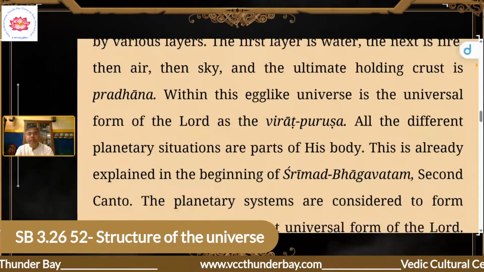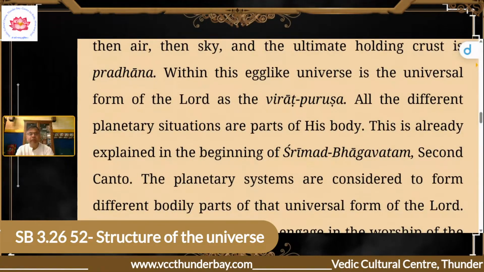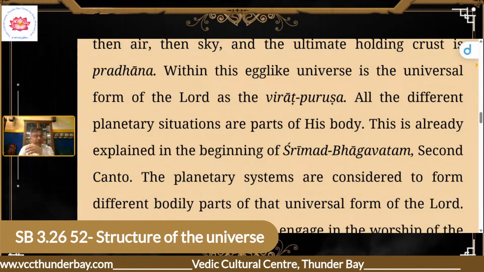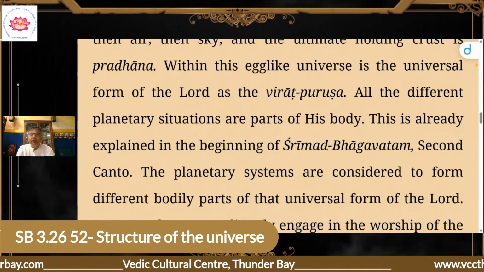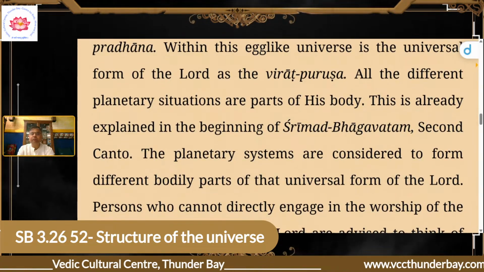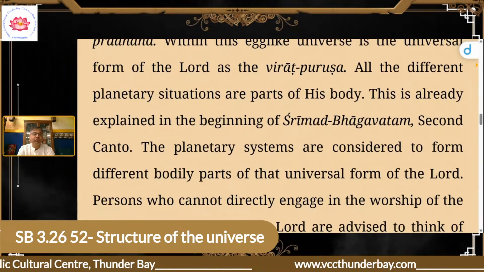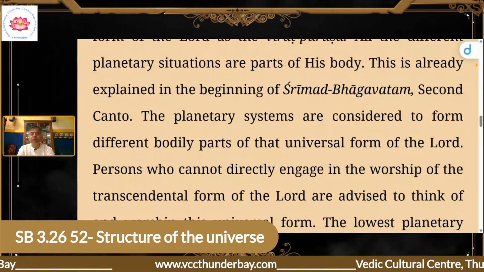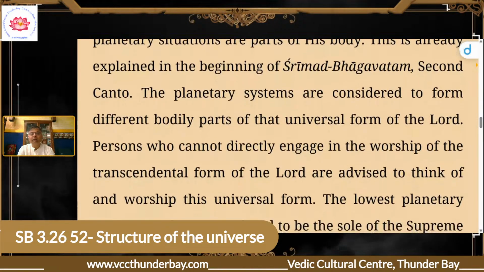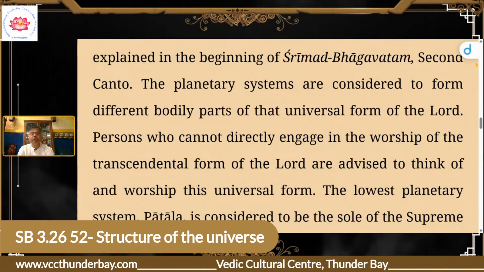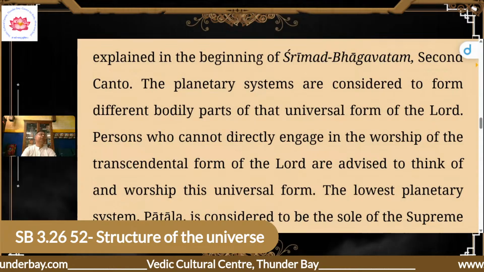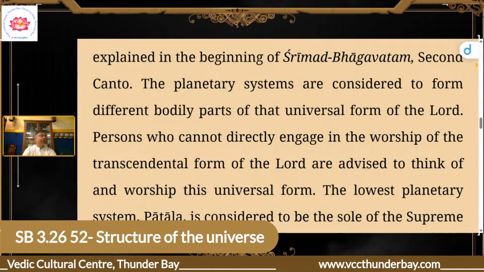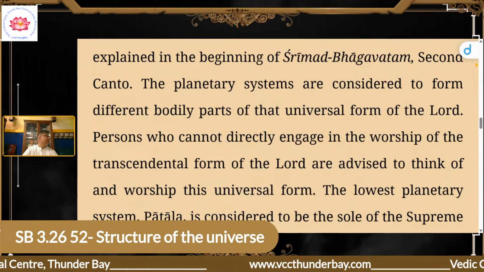This has already been explained in the beginning of Srimad Bhagavatam, second canto. What we are learning, we will just show you a picture. This was also mentioned in the second canto of Srimad Bhagavatam. The planetary systems are considered to form different bodily parts of the universal form of the Lord. The persons who cannot directly engage in the worship of the transcendental form of the Lord are advised to think of and worship this universal form. So you see, there are some people who have difficulty in accepting Lord Vishnu.